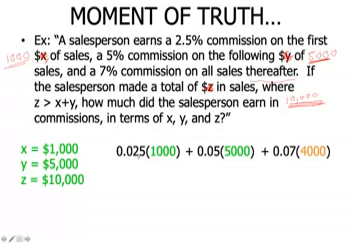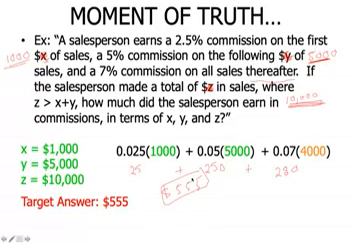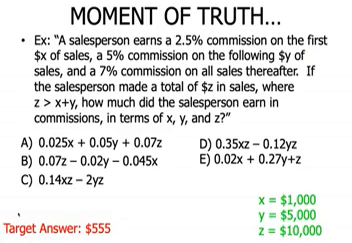Okay, so what are these actual numbers? 2.5% of 1,000 is $25. 5% of 5,000 is $250, and 7% of 4,000 is $280. And if I add these all together, I get $555. And that is my target answer. And now that I have my target answer, what do I need to do? Well, I need to plug the numbers that I chose into the answer options and see which one gives me my target answer.